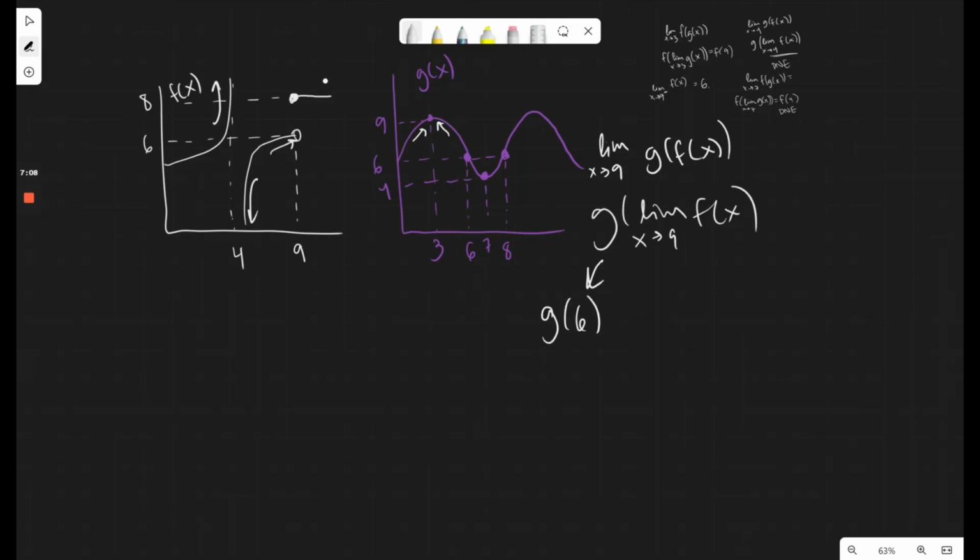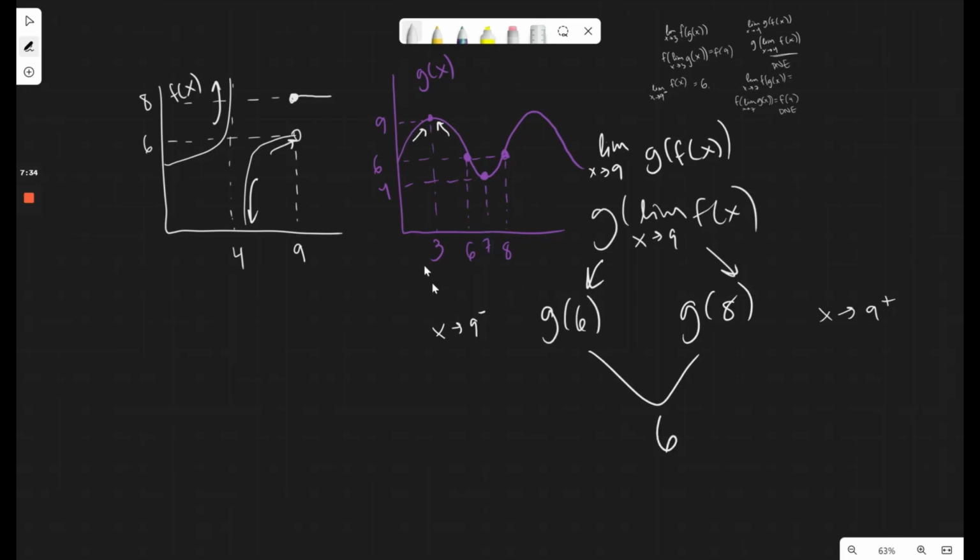And this is as x approaches 9 from the left. But if we were to look at this from the right side, where x approaches 9 from the right, this is approaching 8. So this entire thing is equal to 8, and in this case, this is g of 8. But if you look right here on g of x, g of 6 is equal to g of 8. They're both the same thing. Both of these are equal to 6.